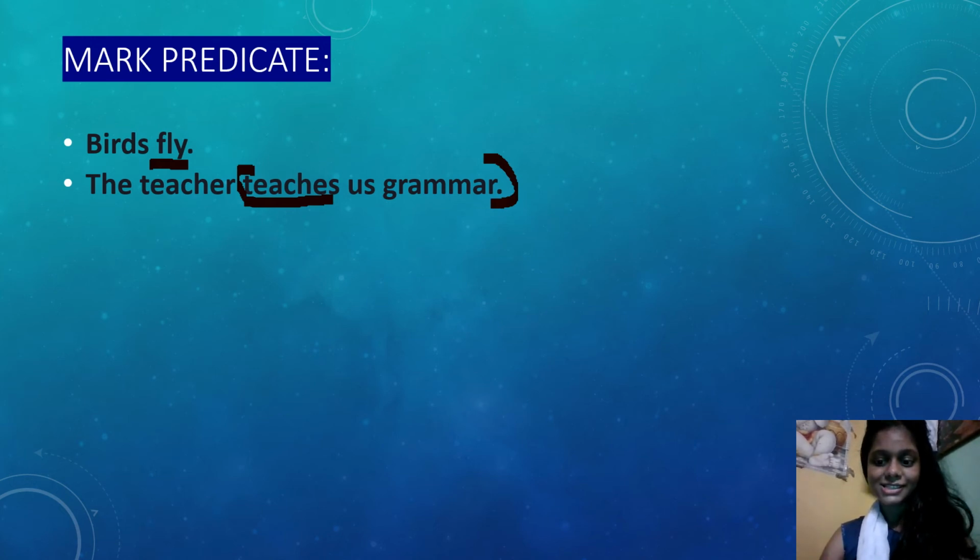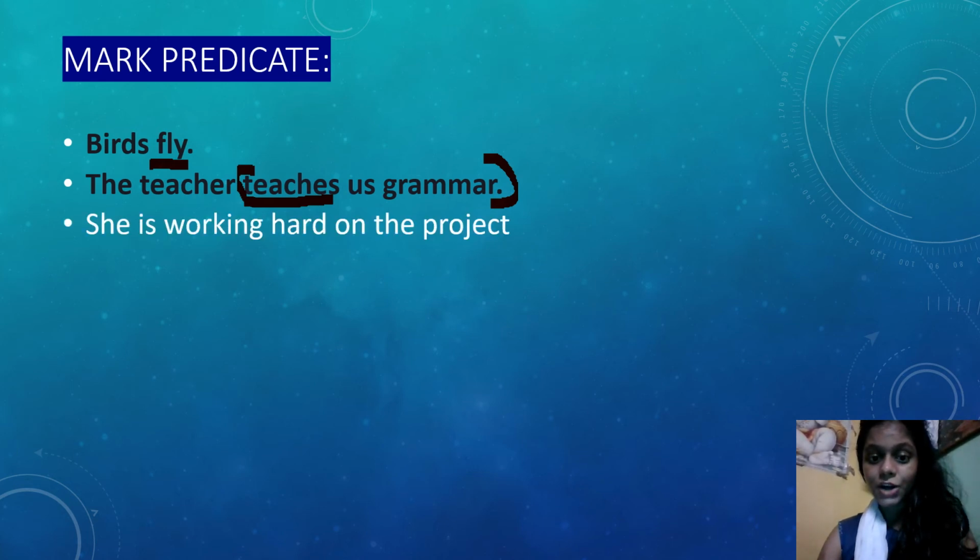Okay, as I said earlier, predicates start with the verb until the end of the sentence. So "teaches us grammar" is a predicate. "She is working hard on the project." Okay, now tell me, where is the action word?